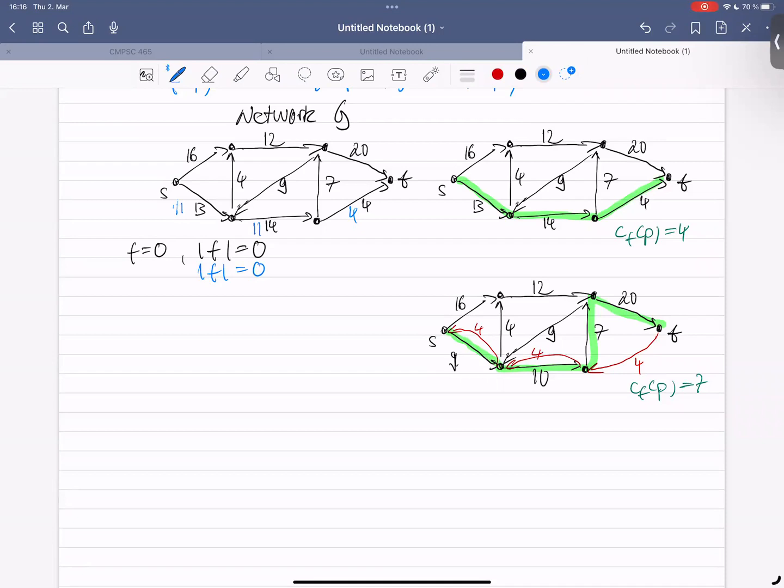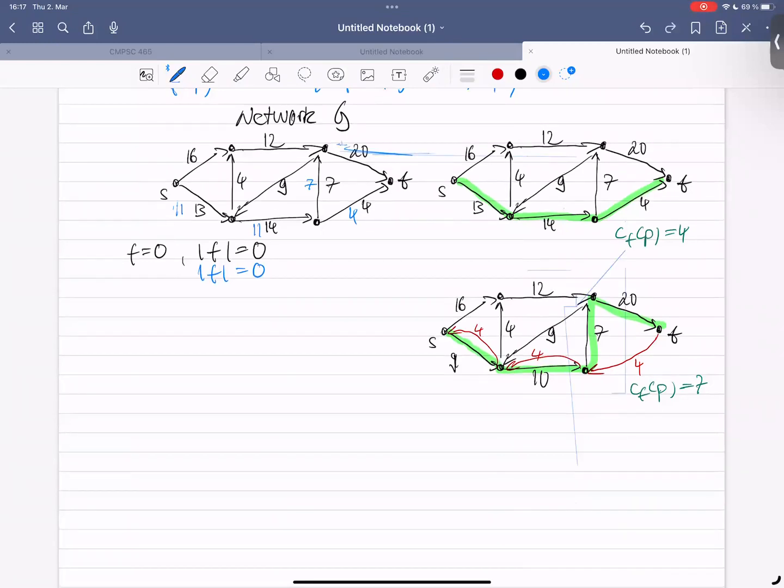We had nothing here before, and now we're increasing it by 7, so we will have a flow of 7 here. And the same here, we will have a flow of value 7 on this edge. Okay, so this is our new flow.